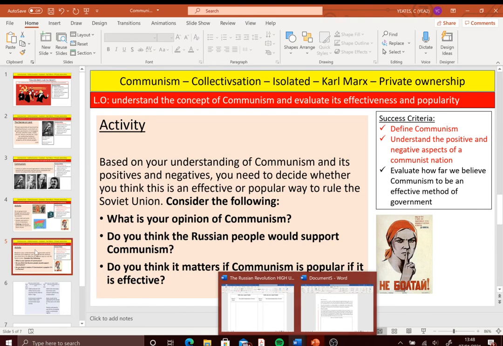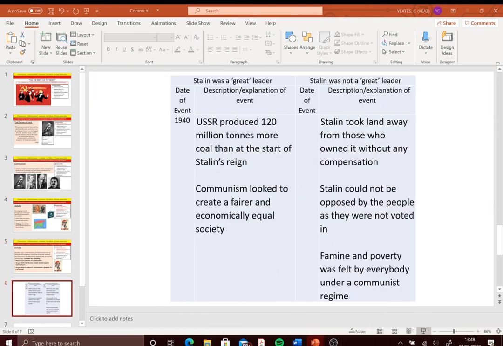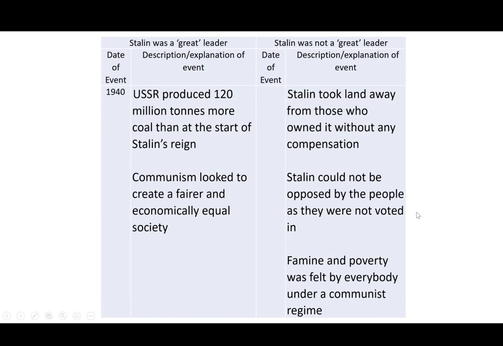What I've done for you to make this as straightforward as possible is I've given you a couple of examples of where I think Stalin can be seen as a great leader, and where I think he can be seen as not a great leader. Now this is not comprehensive, and you should be able to add a few more points. The fact that in 1940, the USSR produced 120 million tons more coal than at the start of Stalin's reign is an indicator that Stalin might be a great leader. On top of that, I've said if it's creating a fair and equal society, I also think that shows he is a great leader.